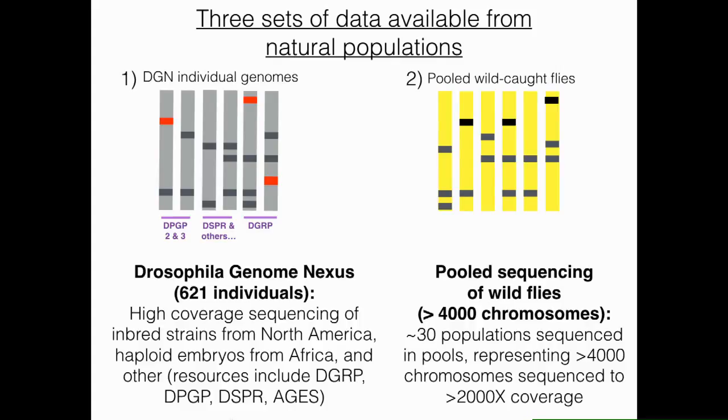And then the third piece of data that we'll use is that there's been a number of DGRP lines that were actually resequenced. And so there's about 30 of these lines that were sequenced independently twice. So we're going to also use this data set. So how will we do that?